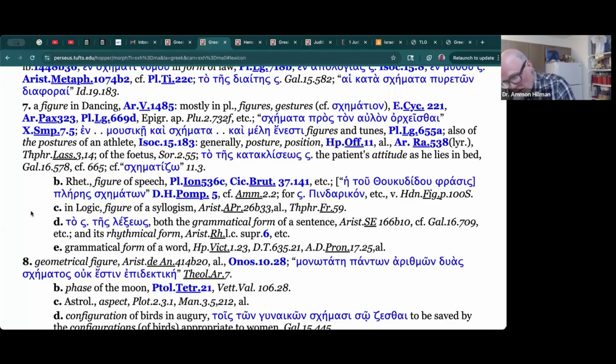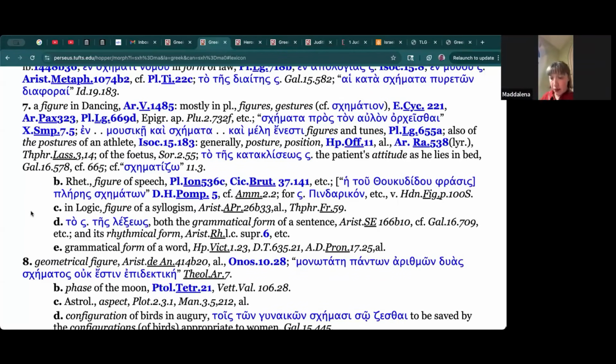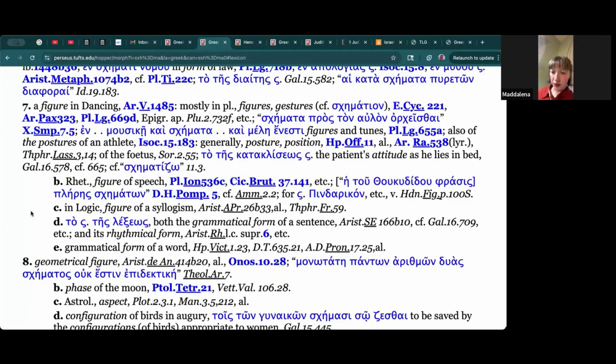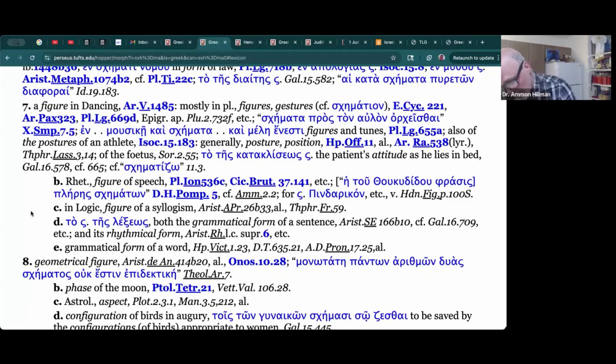Try the next one. You read the next one and identify for me. Well, no, it's the same. It's the same main clause, right? Tous politas edidaxen. He taught the citizens. Now you're using epei, and it's when. When he was sent to the island, he taught the citizens, right? Oh, God. After he was sent to the island, he taught the citizens.